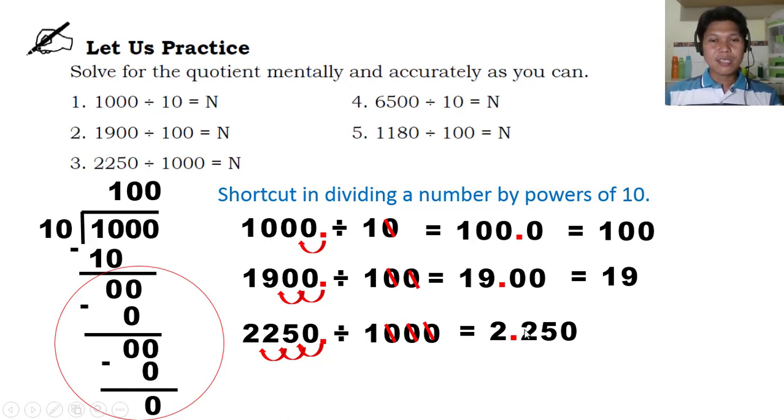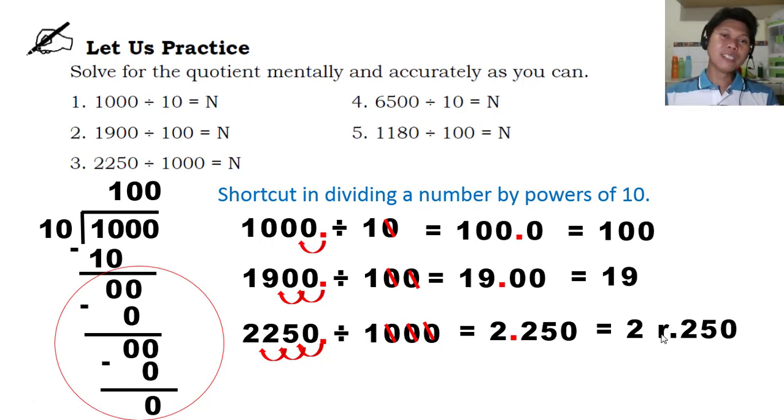Okay? Dito, importante, kasi nagsusulat tayo ng remainder. So, meron tayong remainder na 250. So, our answer is 2, remainder 250. So, kumbaga, 1,000 times 2 is 2,000, tapos plus 250. So, 2,250 nga naman. Okay, so, this is the shortcut in dividing numbers by powers of 10. So, ganun lang. Napakasimple lang.